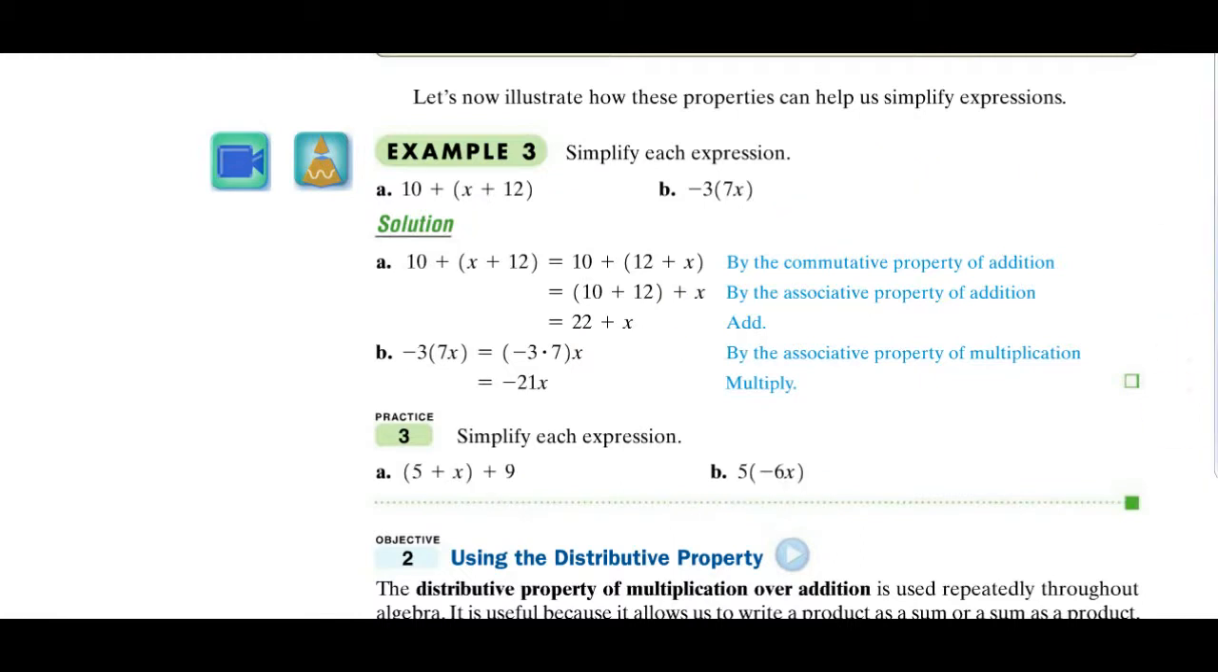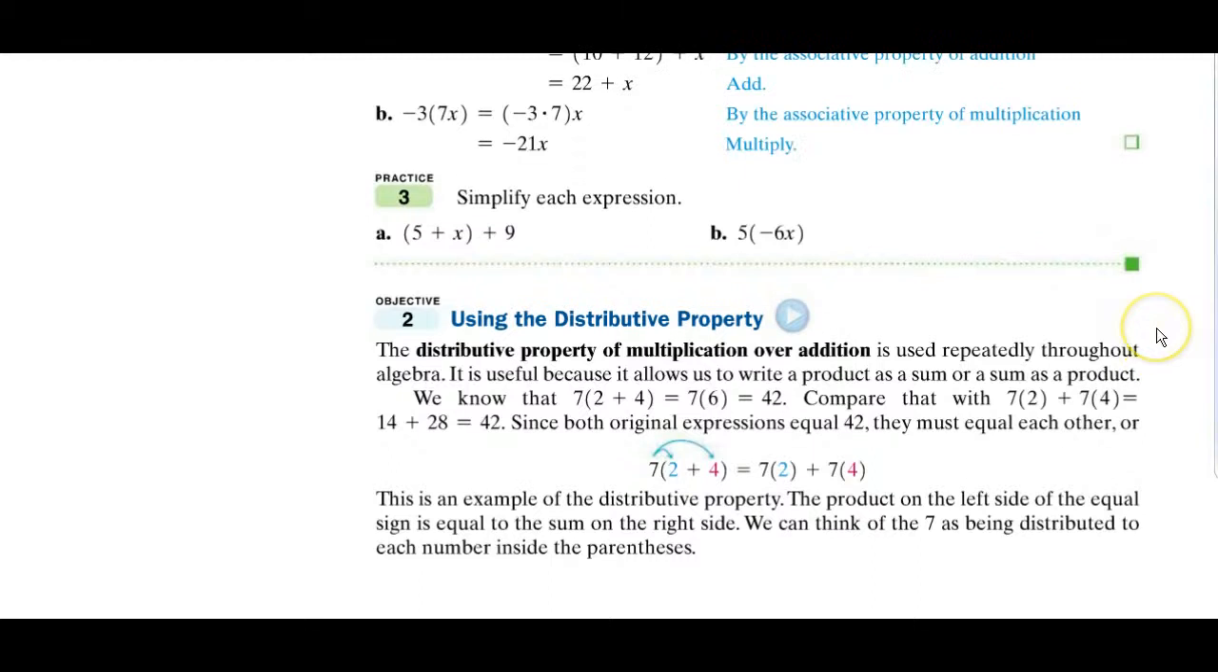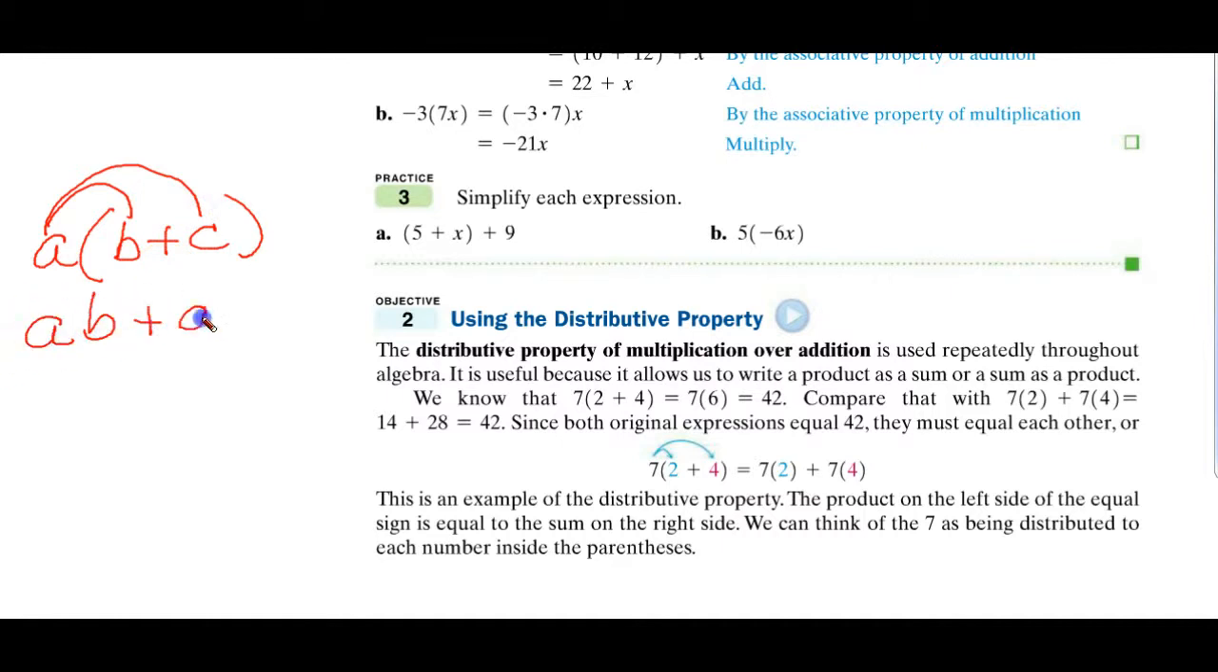Now another famous one that we'll be doing is the distributive property, where we take something like this, and in fact it's usually written in letters, which they will do very shortly. And we take the A and multiply it by the B, and we take the A and multiply it by the C. So we get AB plus AC. That is the distributive property.